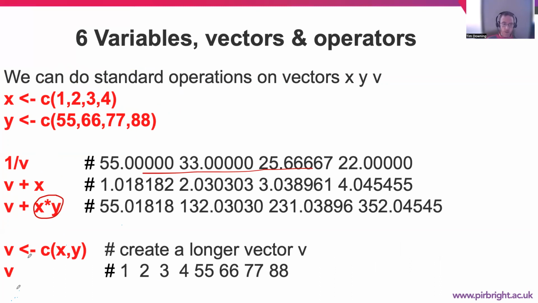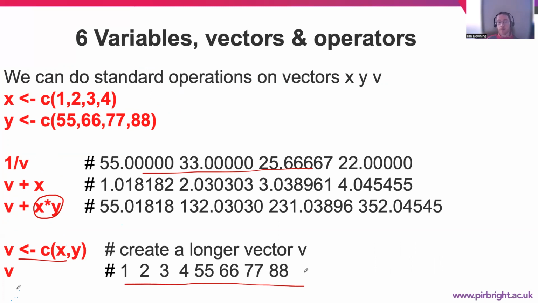We can also concatenate existing vectors together just as if they were numbers, and in many ways, R treats x and y just as if they are numbers. And we can assign them as v like this. And that will create a vector with 8 elements instead of 2 with 4.